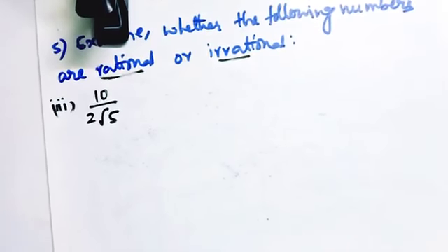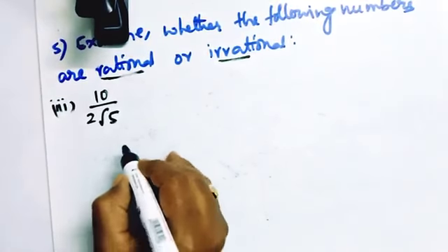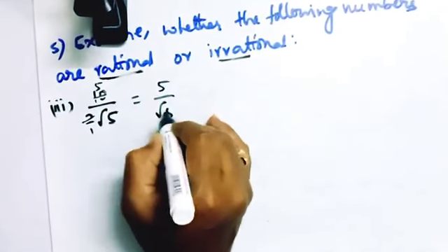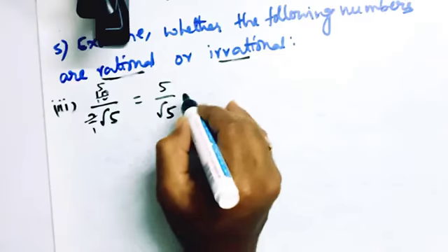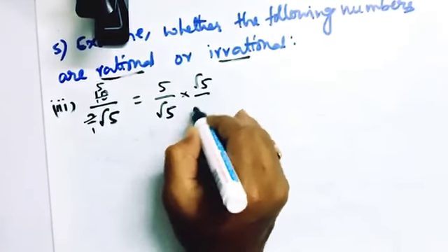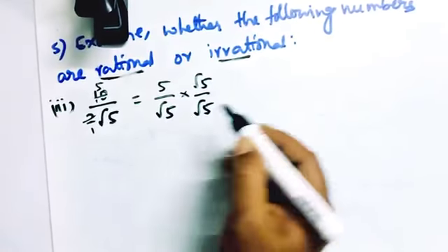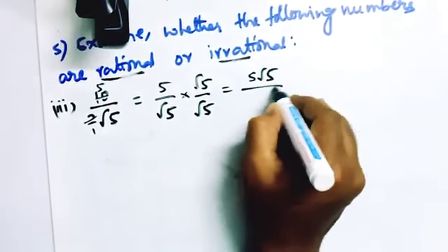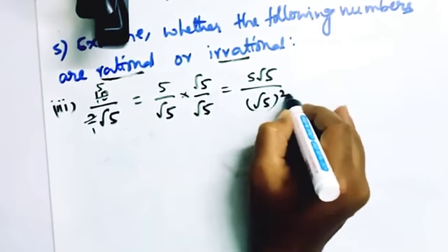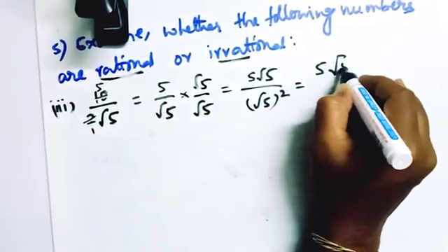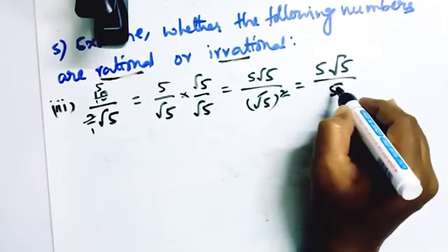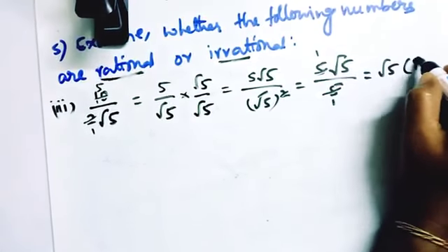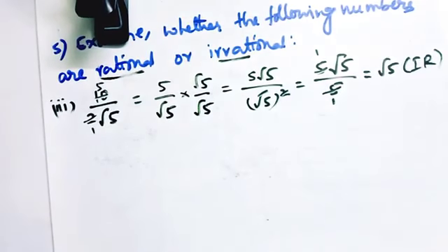Next question, 10 by 2 root 5. So here you will get 2 times 1 is 2, 2 times 5 is 10, then you will get 5 by root 5. The denominator has an irrational number, so you should multiply with root 5 by root 5 to change the denominator to a normal number. So you will get 5 root 5 by root 5 whole square, which gives 5 root 5 by 5. Now you can cancel 5 times 1 is 5 times 1 is, so root 5. So root 5 is an irrational number.